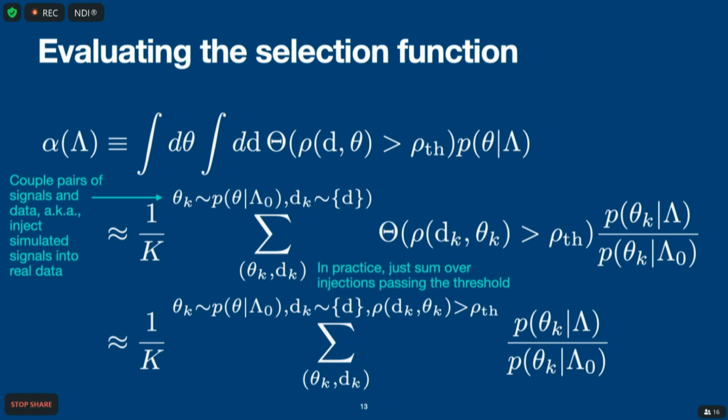So then we can move on to actually applying some of these integration methods, the way we do it. This is the selection function that we had before. I've just written it out as a single double integral, where we're integrating, as a reminder, over all of the binary parameters and also all of the data that we ever take.